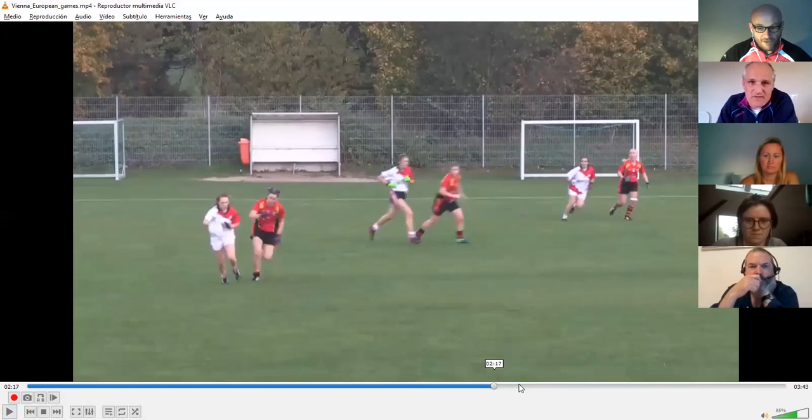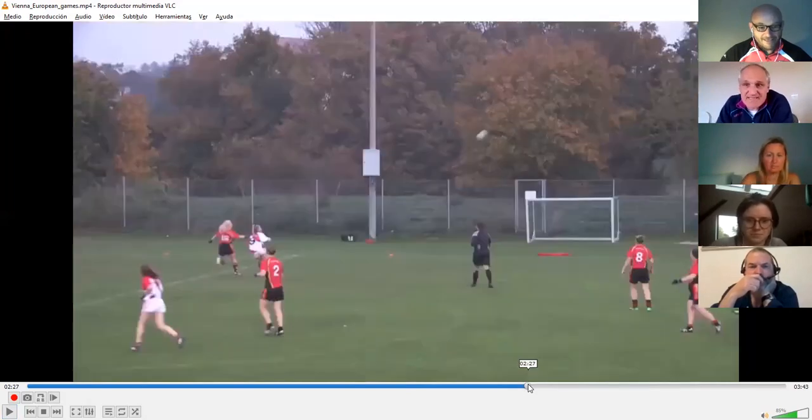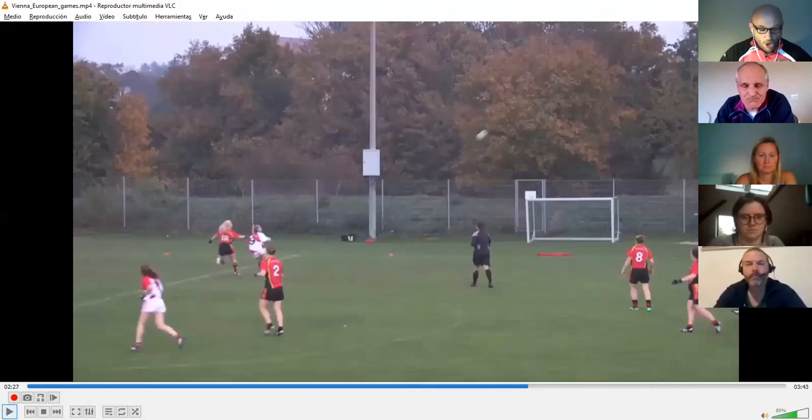Okay, let's move on. I think this is getting... gauge it, guys. Is it a foul on the ball or the player? That will help you. Okay, so the question here is free to 7 white, yes or no?